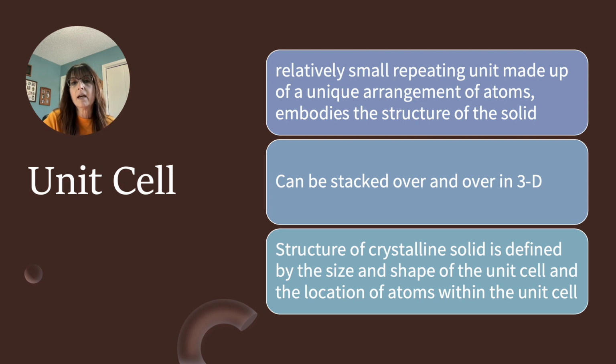Now, over the years in science, you've heard us talk about monomers or building blocks. Some that you will recall: carbohydrates, their monomers are sugars. Proteins have amino acids. DNA have nucleotides. Well, in solids, we have something called the unit cell. And the unit cell is this relatively small repeating unit that is made up of a unique arrangement of atoms that basically embodies the structure of the solid.